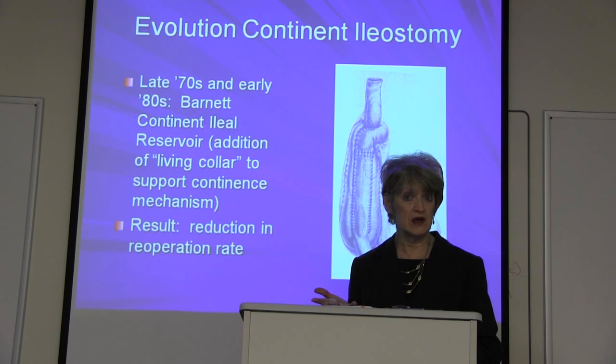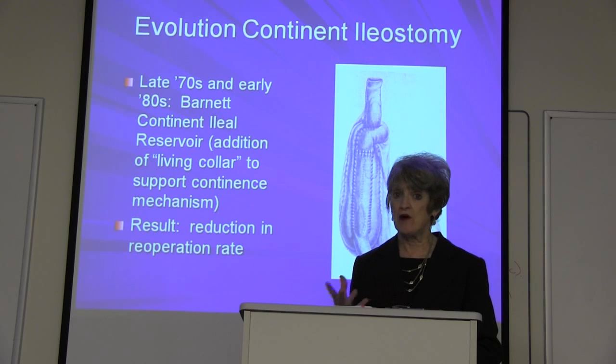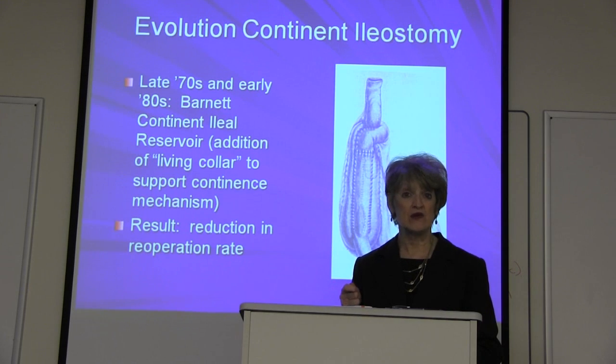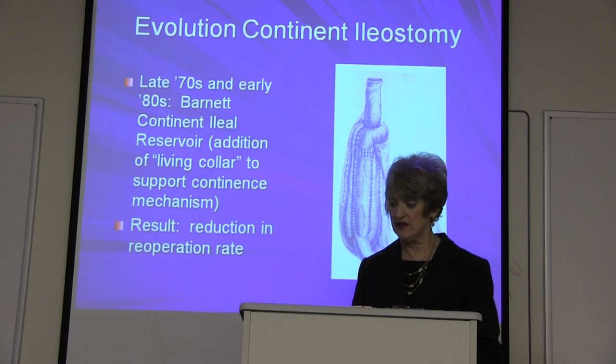They both involve creation of a non-contractile reservoir made out of ileum. They both involve formation of an abdominal stoma. Between the stoma and the reservoir, you have a continence mechanism. With the Koch pouch, it's simply intussusception. With the Barnett continent ileal reservoir, it's intussusception plus that little living collar.